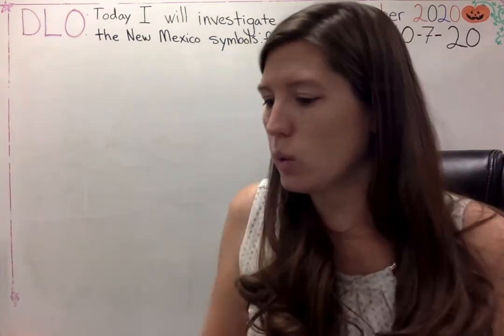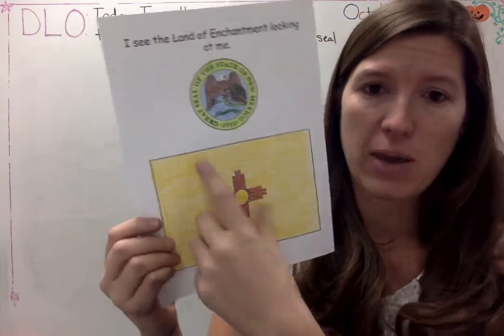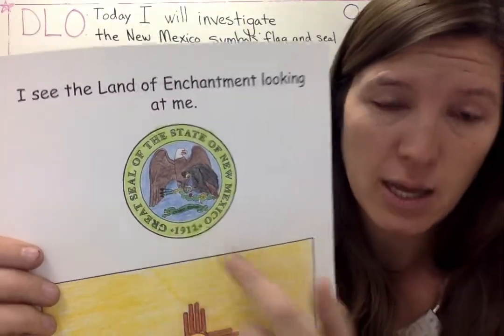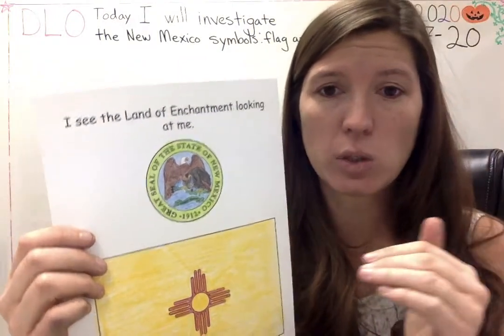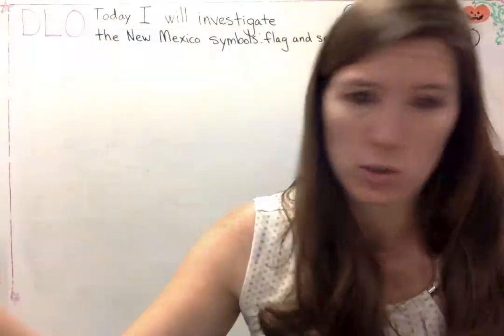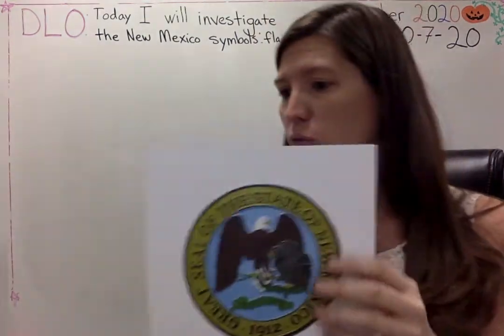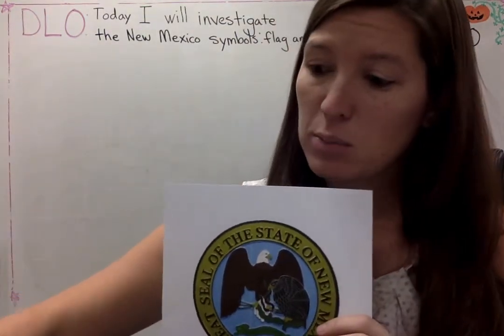So this is a little bit about our flag. So you will color that on the back page, yellow and red. You're also going to color the seal. And I posted a picture in Schoology of the Great Seal of New Mexico. So I have a bigger picture I want to show you so I can explain the different parts of it. There's symbols within the symbol.